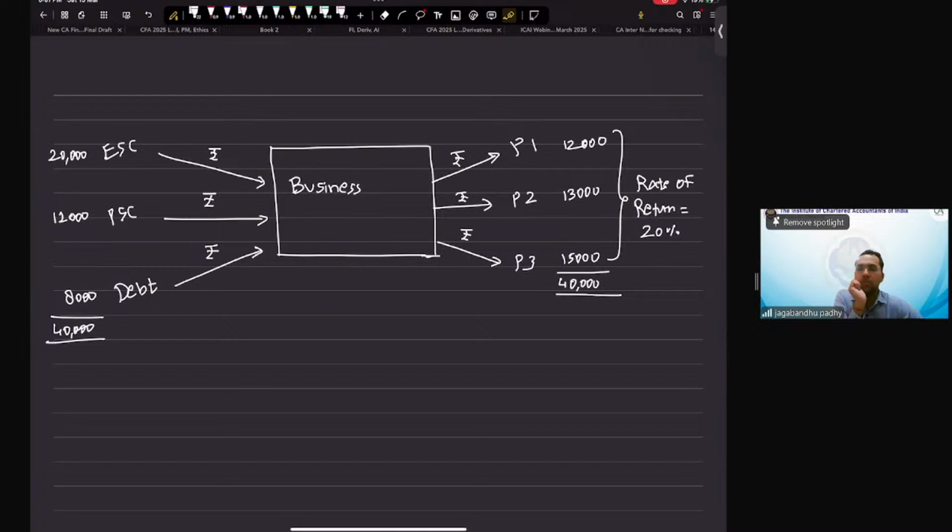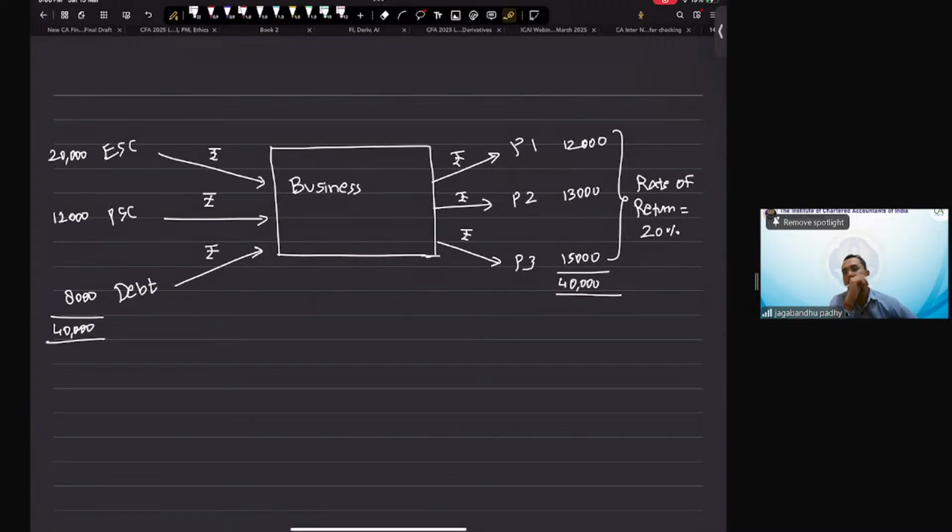What do you think? What should be the cost of this 40,000? Cost should be lesser, agreed. But how much percentage? Can you quantify what percentage the cost of this total 40,000 that we have raised should be? Should it be more than 20% or less than 20%?